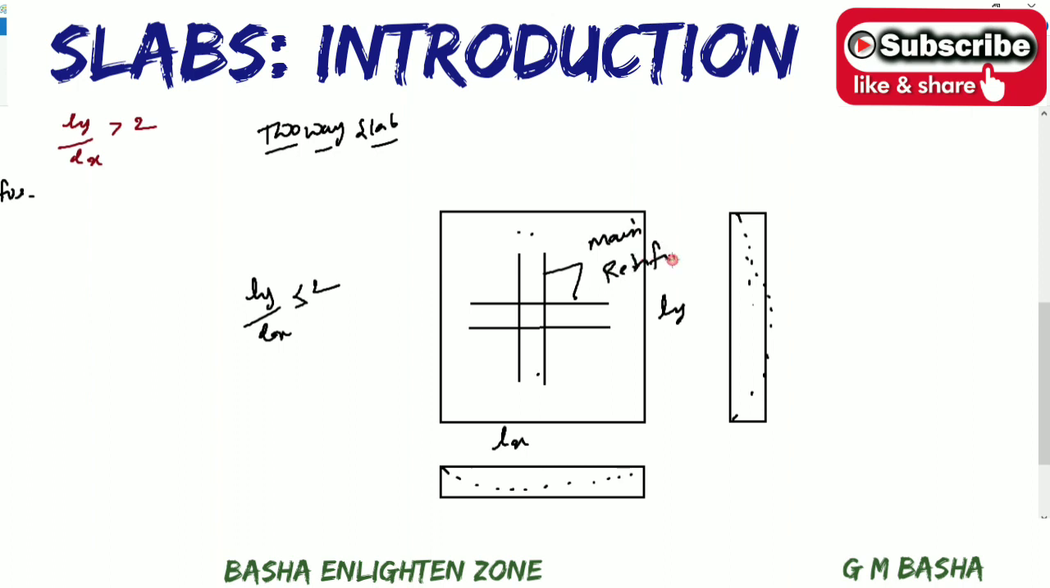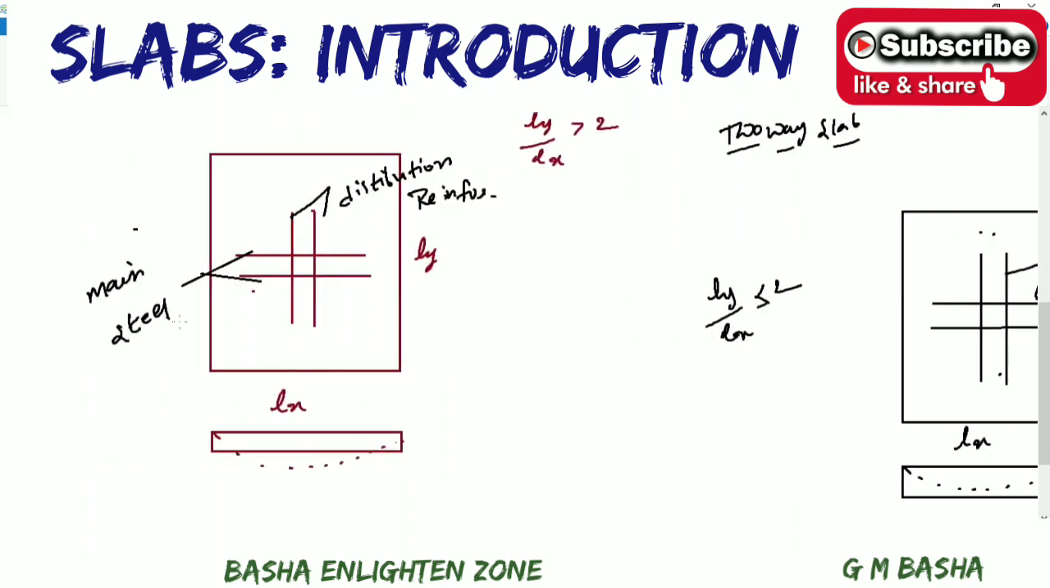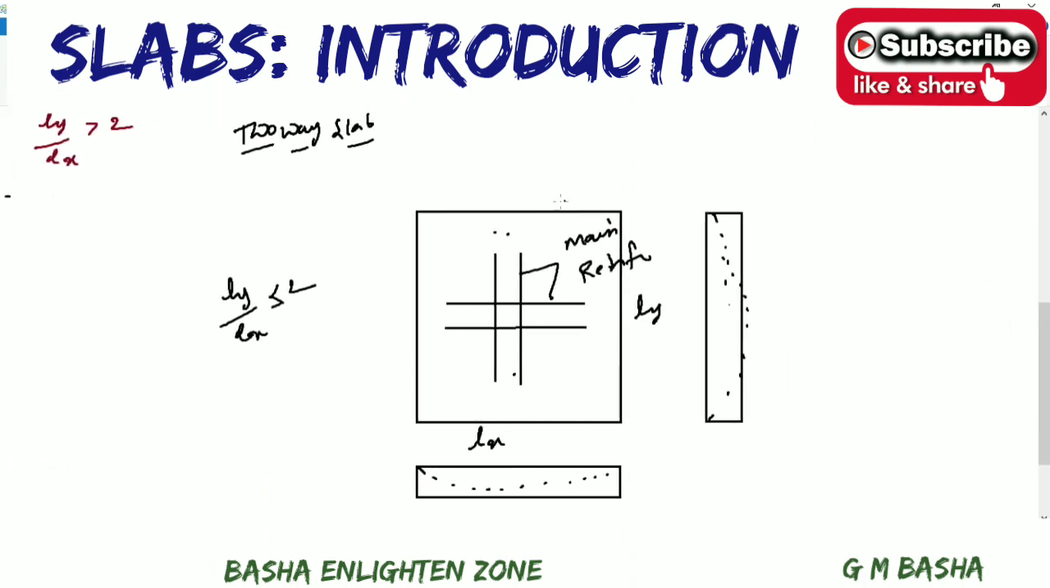But what is the difference? One way slab bends in shorter span direction. We need main reinforcement in the shorter span direction, and distribution reinforcement in the longer span direction. But in the two way slab, there will be bending in both directions. Therefore it requires main reinforcement in both directions. That is the major difference we have to observe between one way slab and two way slab.